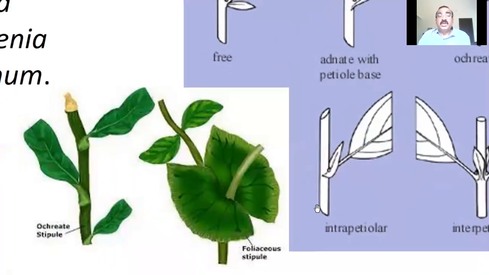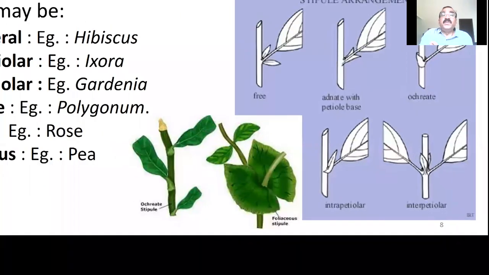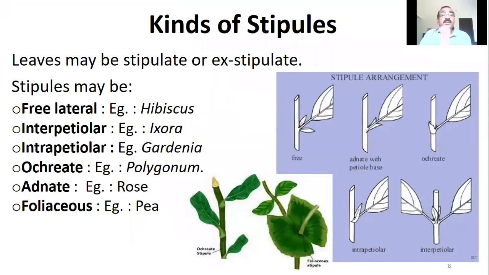And in some cases, the stipule is leaf-like. The stipule looks very big, bigger than the leaf. The leaf is there, but the stipule is very broad, it looks like a leaf. And this is called as a foliaceous stipule. Foliaceous means leaf-like. Okay. So these are the different types of stipules. Let me repeat: free lateral, interpetiolar, intrapetiolar, aureate, adnate, and foliaceous. Hope I am clear about the types of stipules.